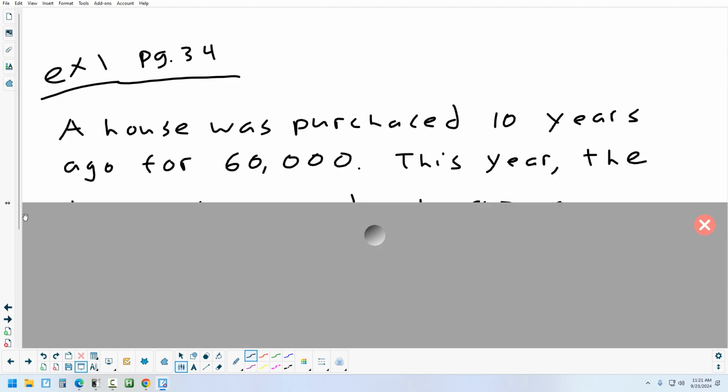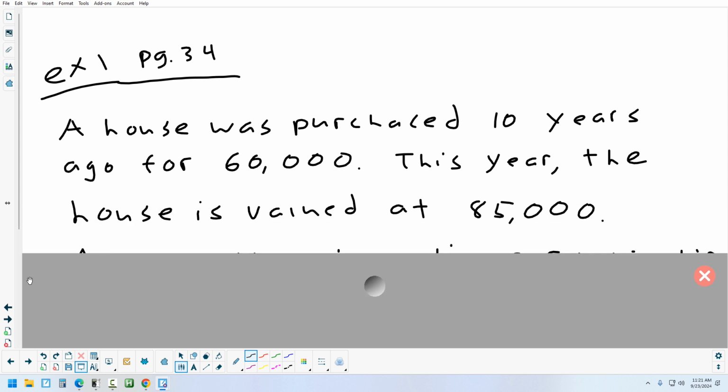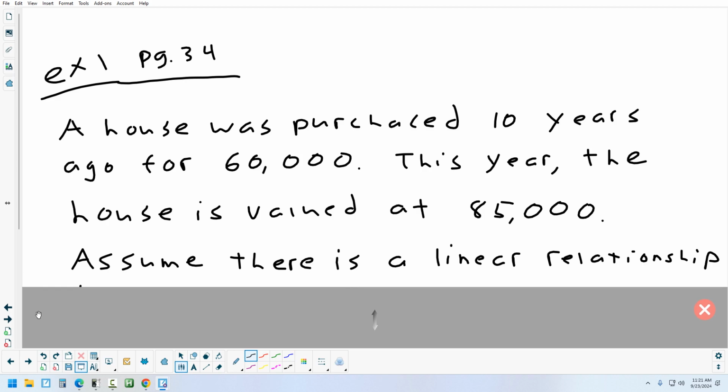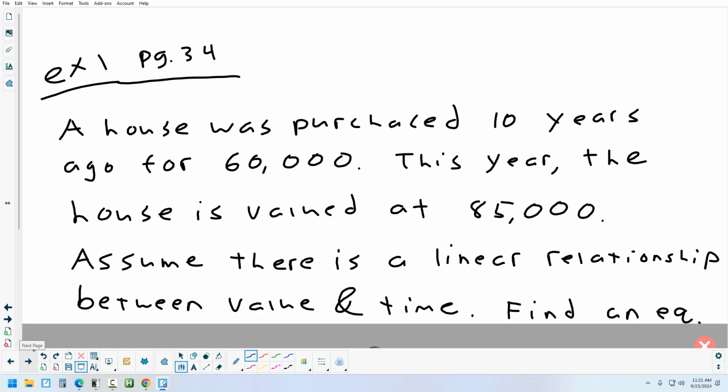So I guess we can try this one. It says, a house was purchased 10 years ago for $60,000. This year, the house is worth $85,000. So it took 10 years for the house to go from 60 to 85,000. We're going to assume that the relationship between time and the value of the house was linear, meaning that it just kept going up steady. Most things in value don't necessarily always go up. They could go back down and up, but it makes it simpler to figure out.